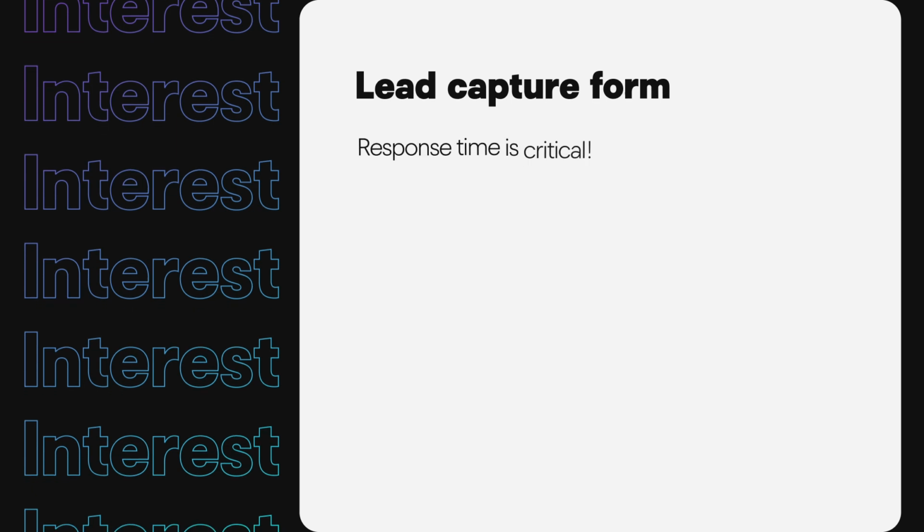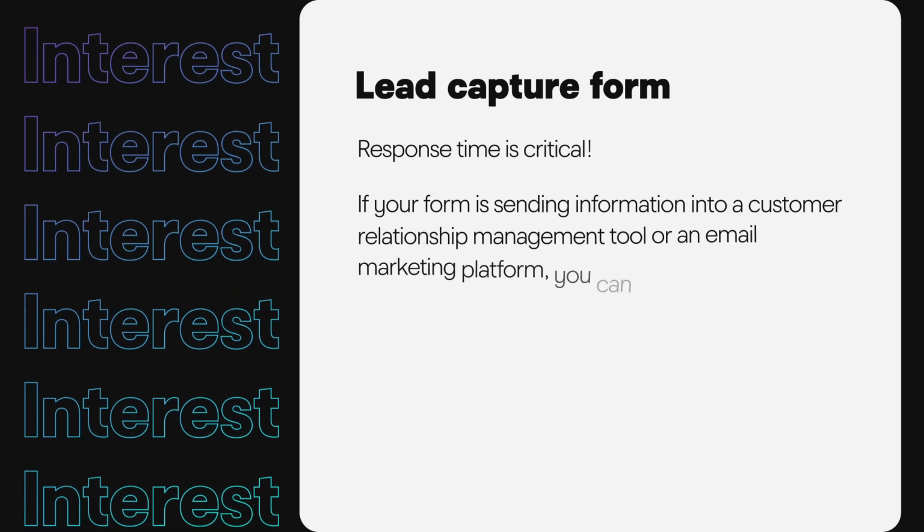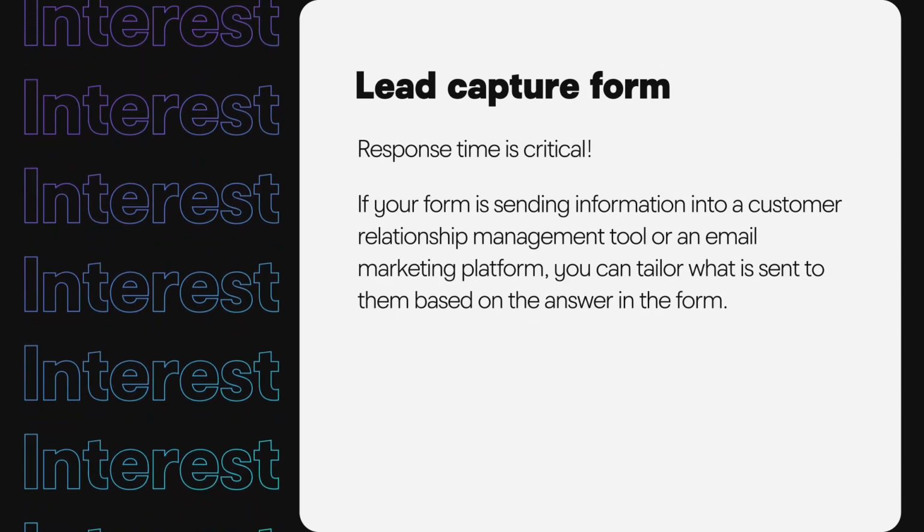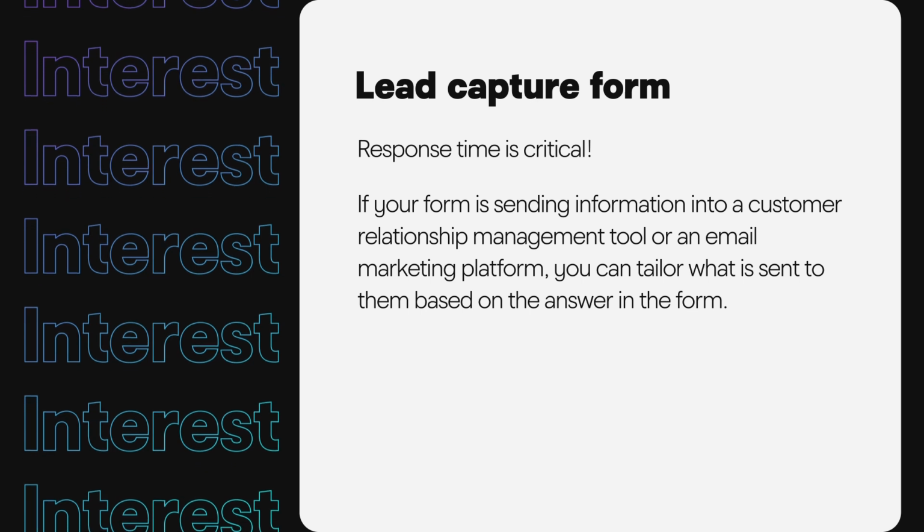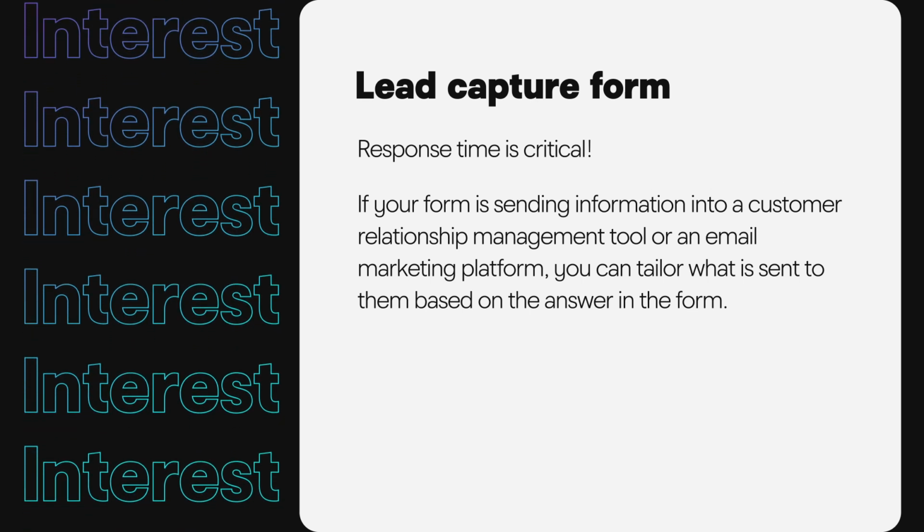For this interest stage, response time is critical. From that moment the lead reaches out to you, you're at the top of their mind. The sooner you get back to them, the better. And this is where automated email replies come in handy. Oh my goodness, I rely on that so much. If your form is sending information into a customer relationship management tool or an email marketing platform, you can tailor what is sent to them based on the answer in the form.